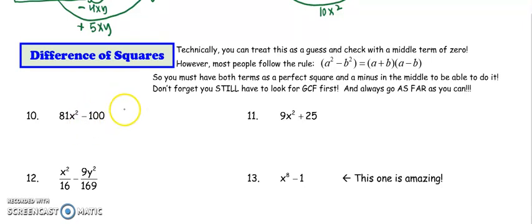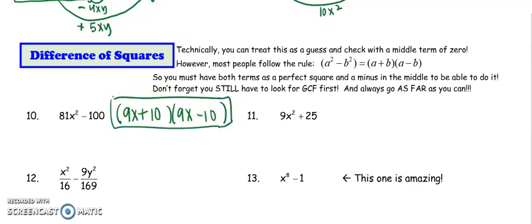So there is a minus in the middle with these two terms. The square root of 81x squared would be 9x. The square root of 100 would be 10. So plus 10 minus 10. Done. Over here, this has a plus in the middle. Can't do it. Unfactorable.